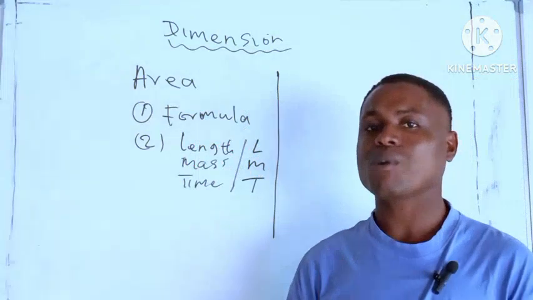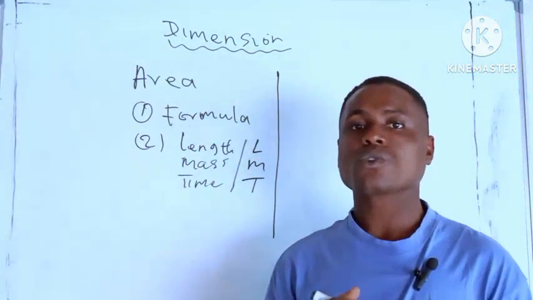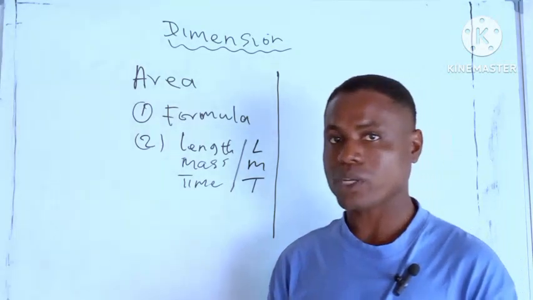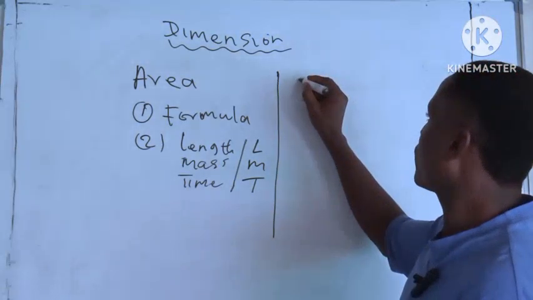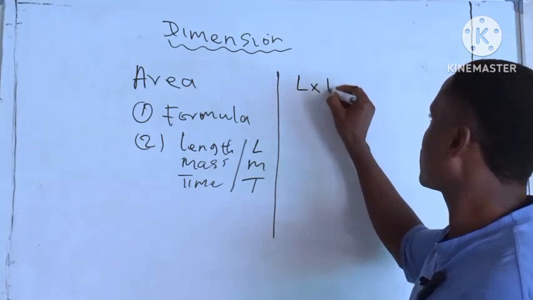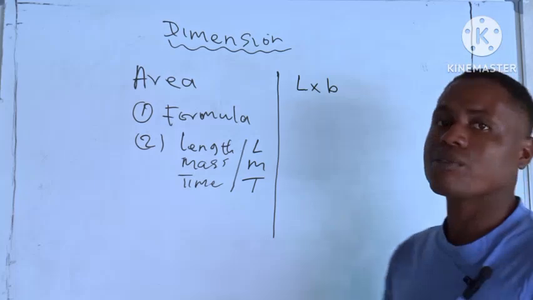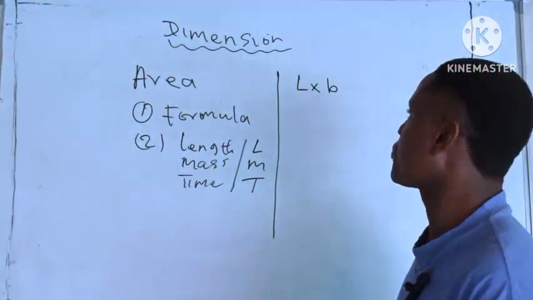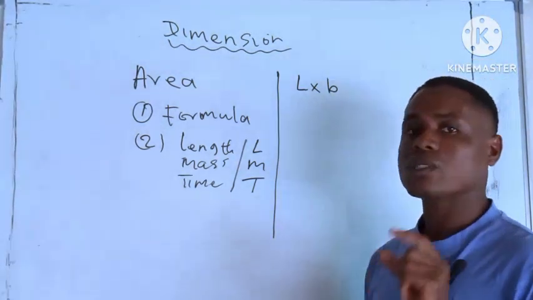So ask yourself, what is the formula of area? So the formula of area is what? Length times breadth, isn't it? Here, area is what? Length times breadth. This is the formula of what? Area. Okay. Now take notes.